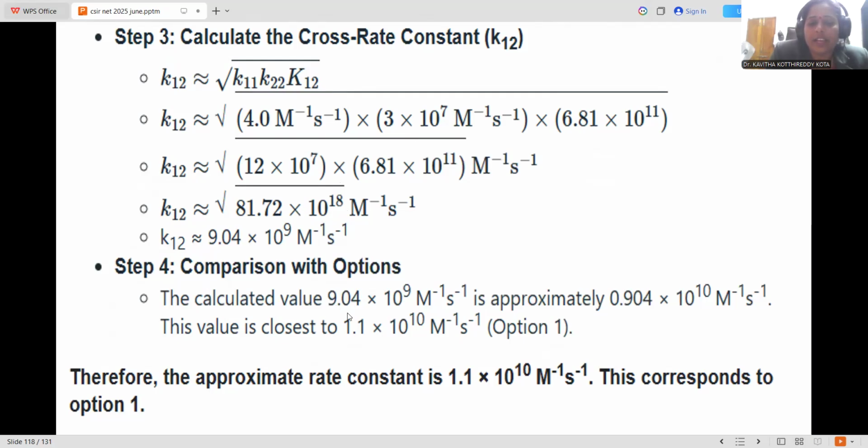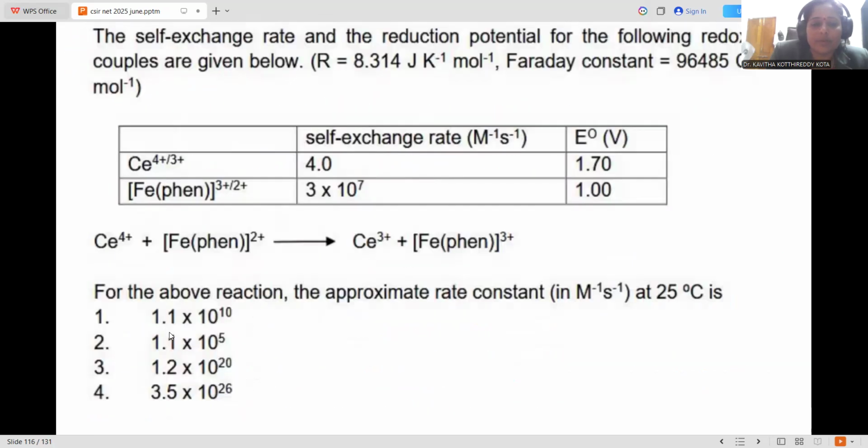The calculated value is 9.09 into 10 to the power 9, approximately 0.9 into 10 to the power 10. 9.04, you can write it as 0.904 into 10 to the power 10 as well. This value is very close to 1.1 into 10 to the power 10, almost similar, not exactly. That is provided in option number 1. For this question, option 1 will be the correct answer.